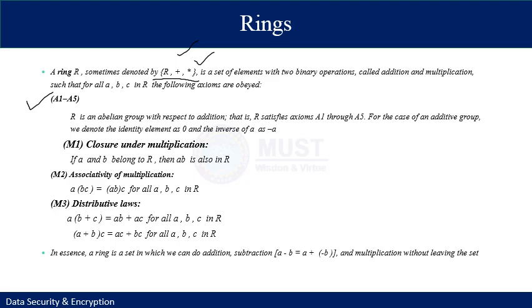Another property it must hold is the associative property. That means a multiplied by (b times c) must be equal to (a times b) multiplied by c, for all elements belonging to the ring. It also holds the distributive law for addition and subtraction. So in essence, a ring is a set in which we can do addition, subtraction and multiplication without leaving the set. Whatever elements you take from the ring, and perform addition, subtraction or multiplication, the result will be in the ring itself, and you do not have to take any elements outside the ring. With respect to addition and multiplication, the set of all n-square matrices over the real numbers is a simple ring.